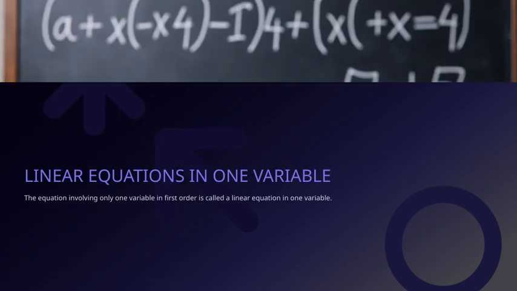Let's talk about linear equations in one variable. When we see an equation that involves only one variable, and it's of the first order, we call it a linear equation in one variable. This means that the variable appears only to the first power, and there are no exponents or roots involving the variable. Recognizing these equations is important because they form the foundation for solving many algebraic problems.